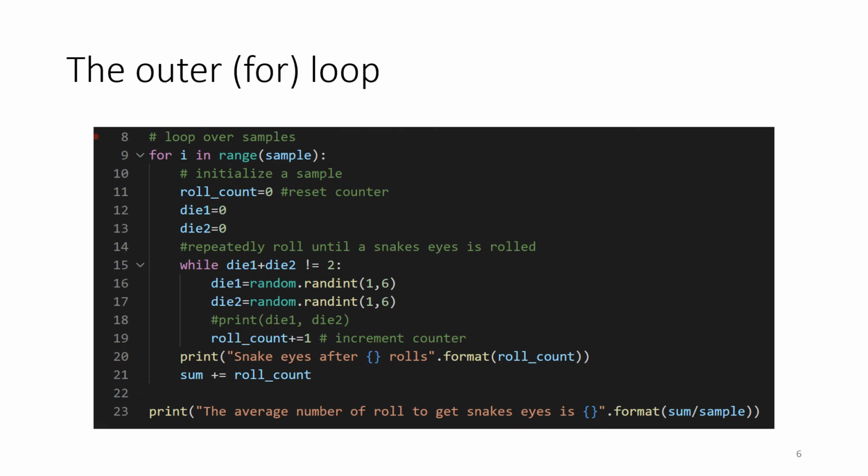And then in line 23, now you can tell by the outdenting that we're outside of the for loop, and we are reporting the average, which is the sum divided by the sample.